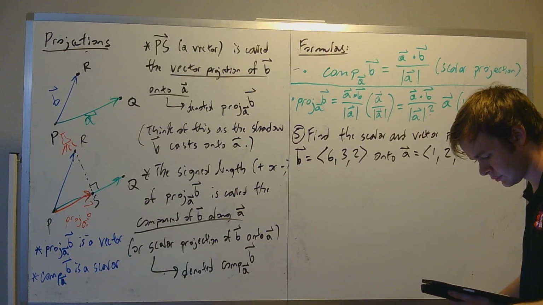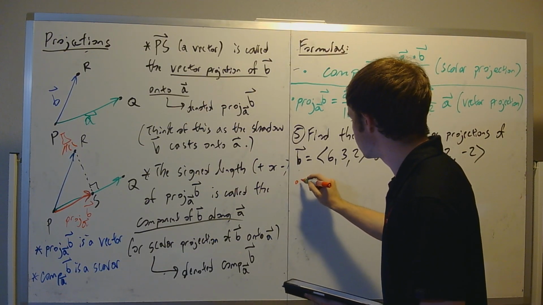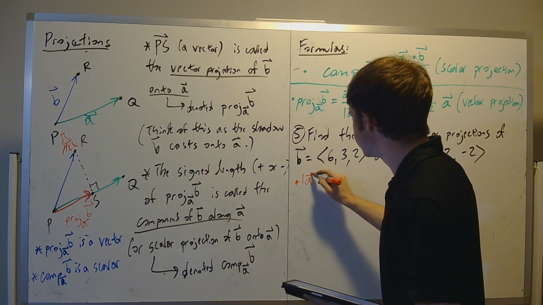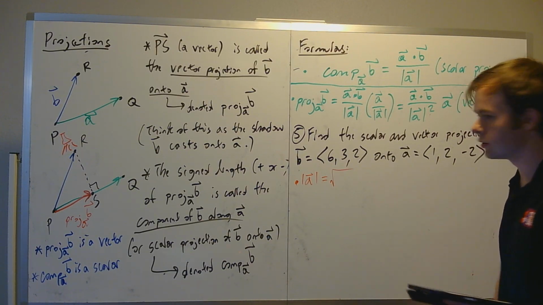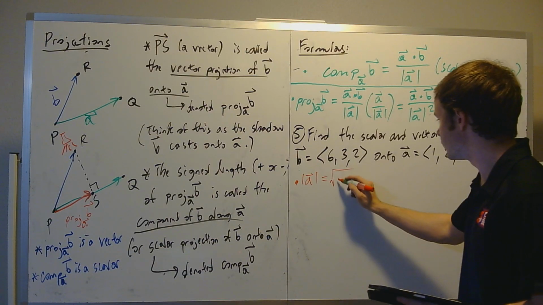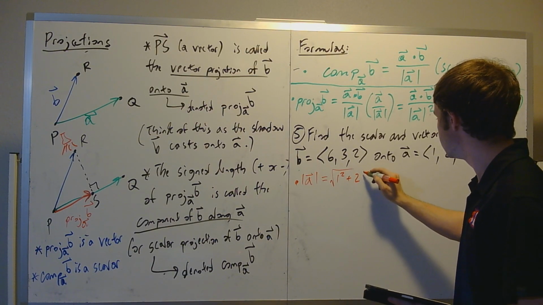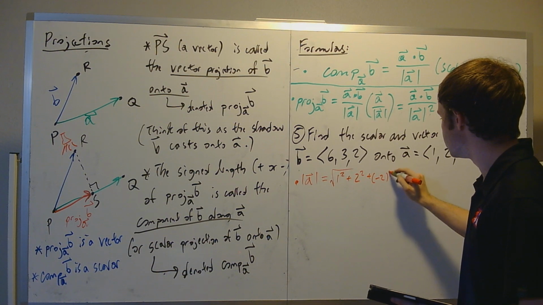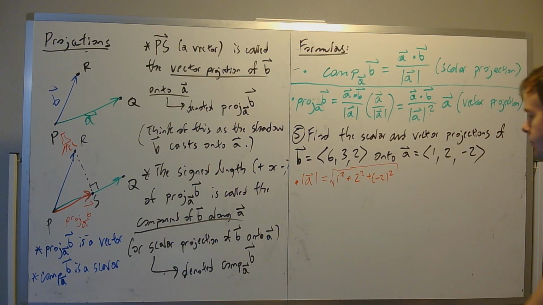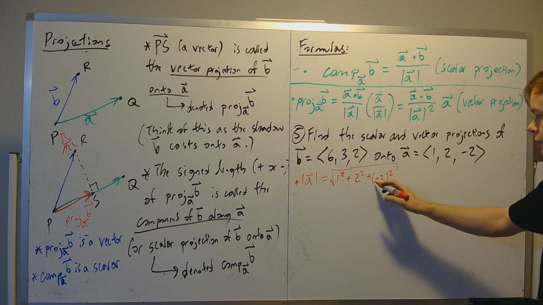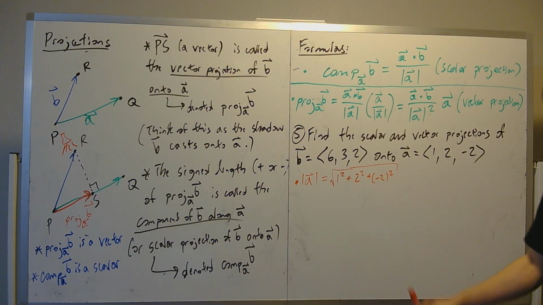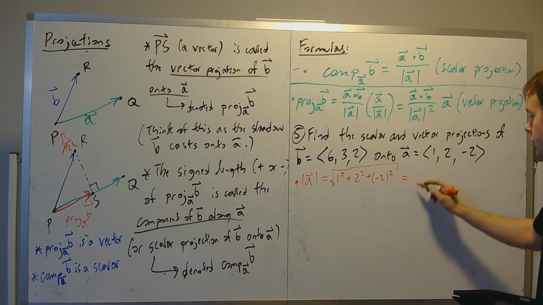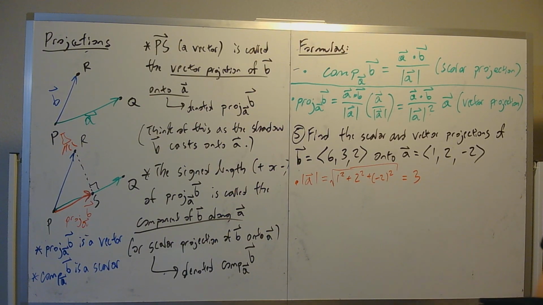So I'll write here the size of A equals, remember our formula for the size of A was we take the square root, and then we just take each of its components and square it. So 1 squared plus 2 squared plus negative 2 squared. Right? If we're plugging something into a formula, we just add parentheses around the negative number because in this case, it actually becomes positive. We add all the numbers together, we get the square root of 9, which is 3. So the length of A is 3.